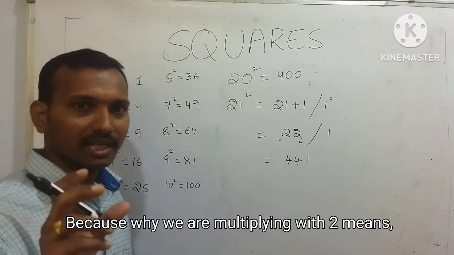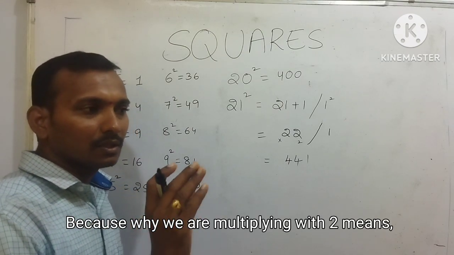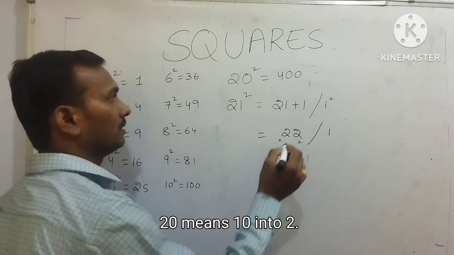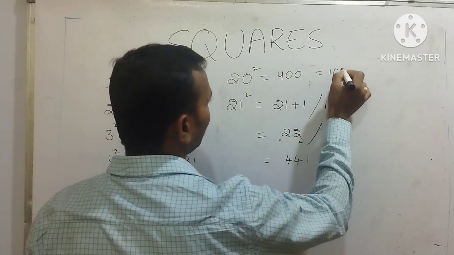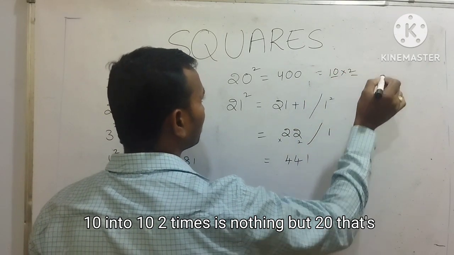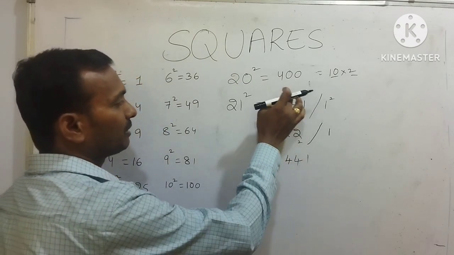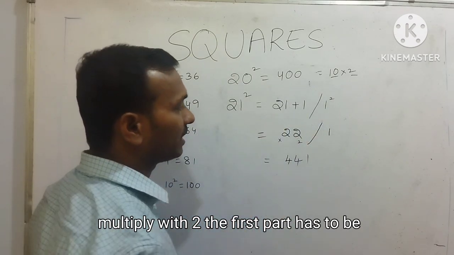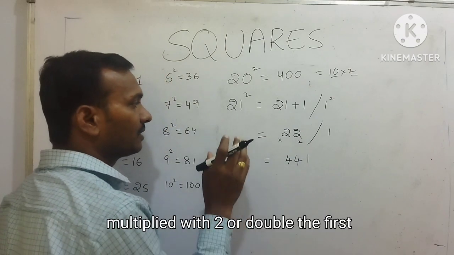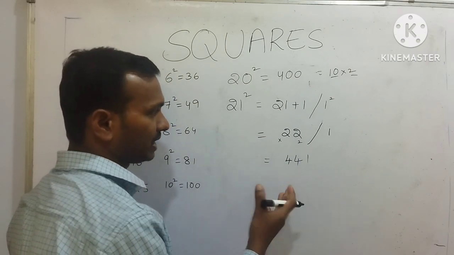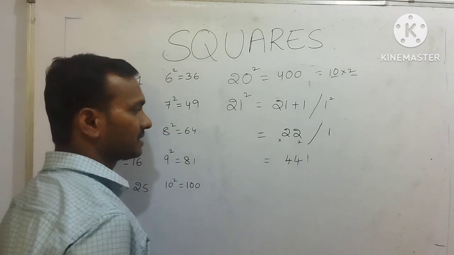Why are we multiplying with 2? Because 20 means 10 into 2. 10 two times is nothing but 20. That's why you should multiply with 2. The first part has to be multiplied with 2, or doubled. Double the first part and write the answer.